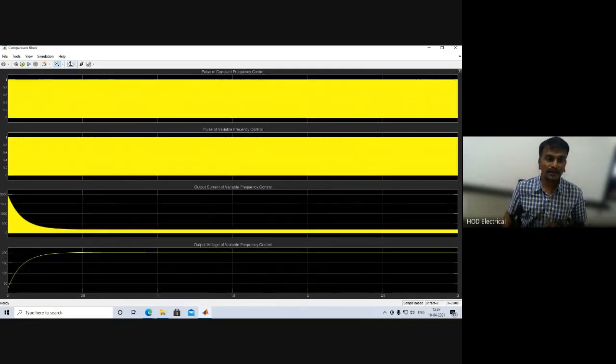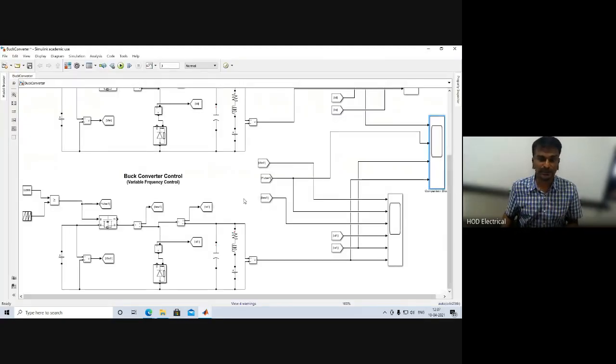So whenever the switching frequency is high and on time is also more, we have good output voltage. Whenever our switching frequency is high and on time is less, we have less output voltage. This is what we have learned today. I hope this lecture will help you to understand the concept of buck converter control by variable frequency control.